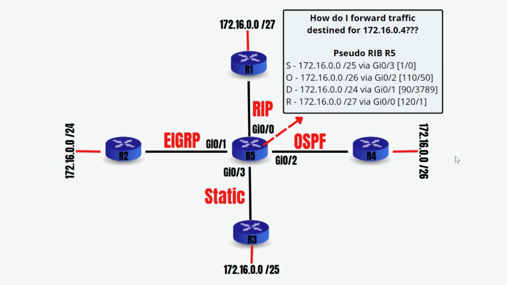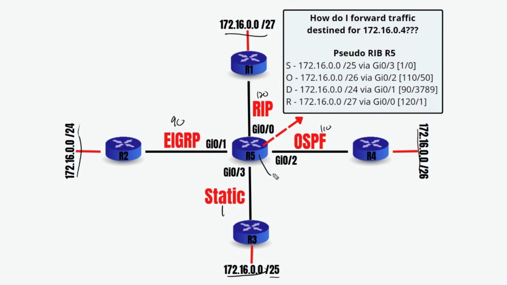So let's get the lay of the land real quick. Okay, so we have R4, R5 in the middle. It's learning about four different networks. We can see the network address is the same for all of these. So it's learning about 172.16.0.0/27, /26, /25, and /24. EIGRP AD is 90, static is 1, OSPF is 110, RIP is 120.